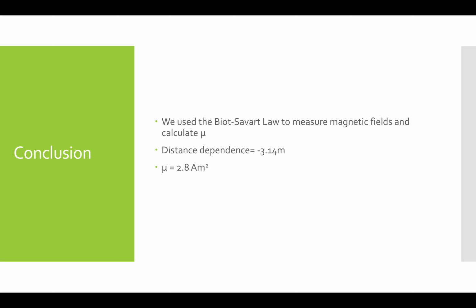So, conclusion: we were able to use the Biot-Savart law to measure magnetic fields and to calculate mu, and then we were able to set up a code to demonstrate this and show a model of our final results. The distance dependence we ended up with was negative 3.14, and the mu that we got was 2.8.